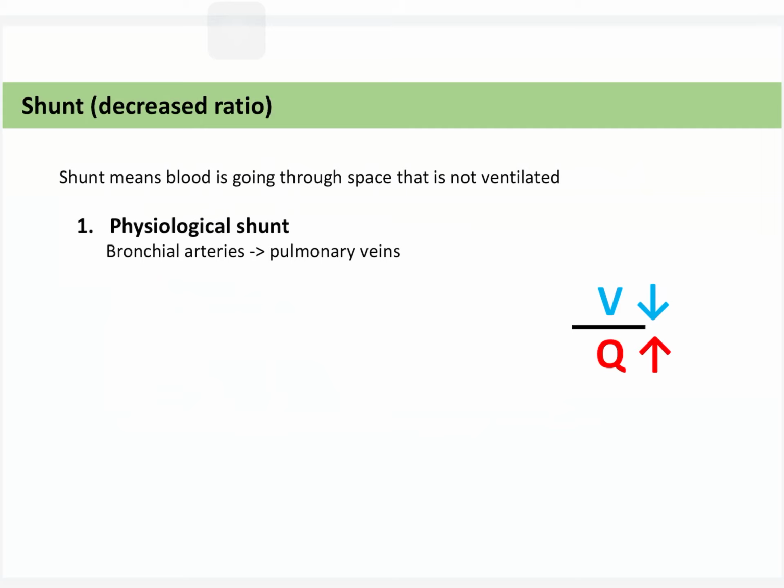Alright, so let's move to the shunt. Shunt means there is a decreased VQ ratio. A shunt means that there is no ventilation or very poor ventilation while the blood is still getting through this area. Normally our lung is supplied by not only the pulmonary artery but also the bronchial artery. So part of the blood in the bronchial artery may go into the pulmonary vein without going through the pulmonary capillary, which means this portion of blood is not getting gas exchange. Alright, so this is a shunt.